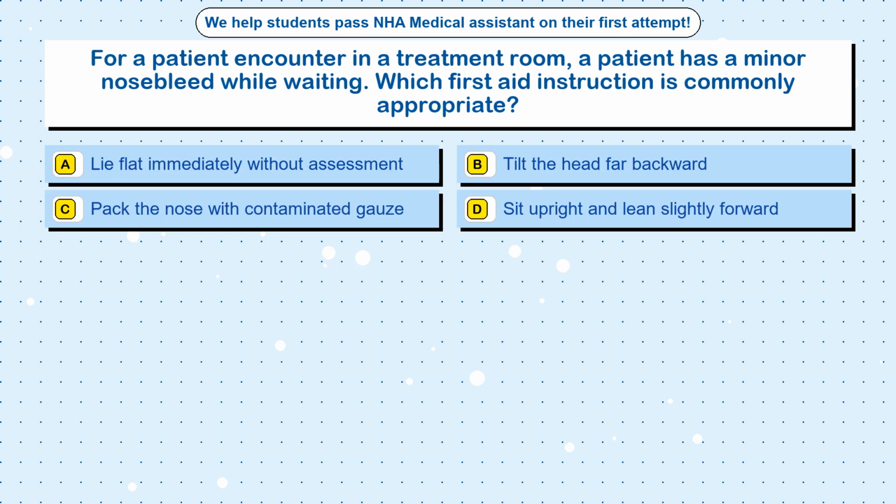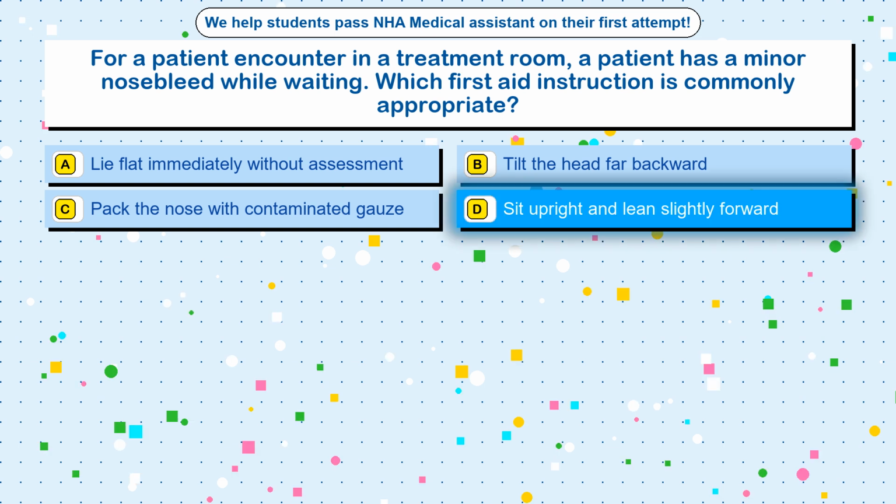Question 75. For a patient encounter in a treatment room, a patient has a minor nosebleed while waiting. Which first aid instruction is commonly appropriate? Option A. Lie flat immediately without assessment. Option B. Tilt the head far backward. Option C. Pack the nose with contaminated gauze. Option D. Sit upright and lean slightly forward.